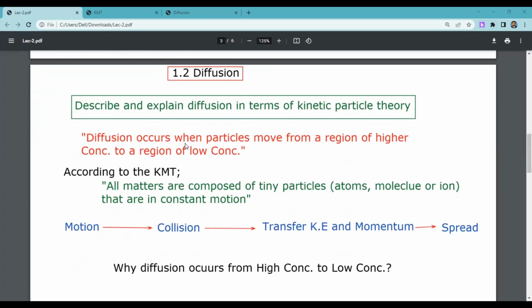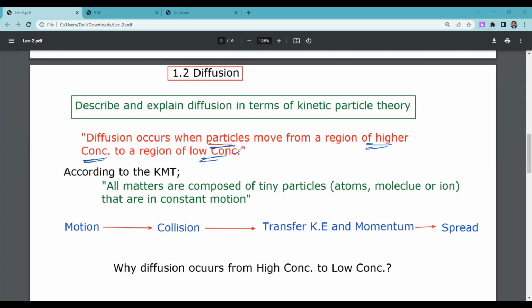Describe and explain diffusion in terms of kinetic particle theory. First, see the definition of diffusion. What is meant by diffusion? The process of diffusion occurs when particles move from a region of higher concentration to a region of low concentration.